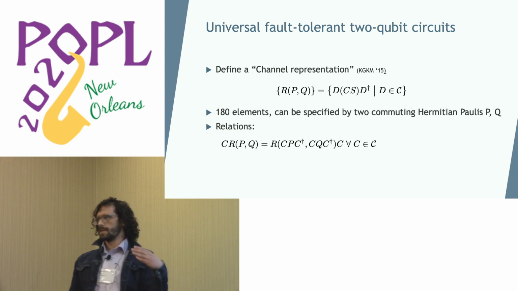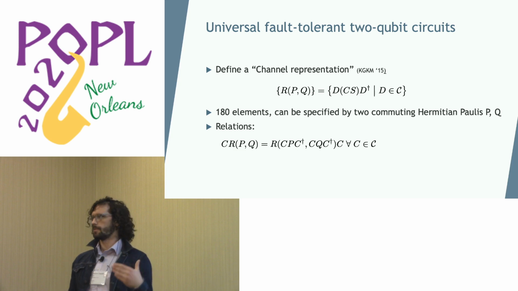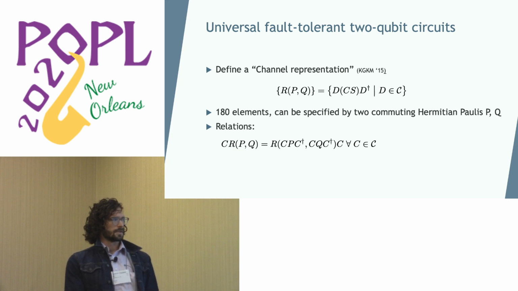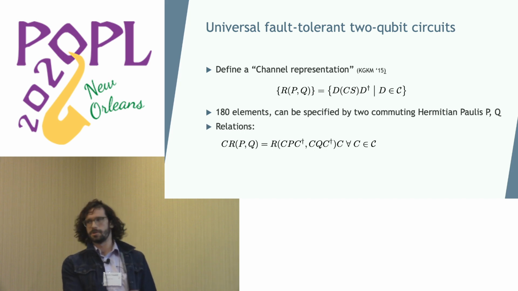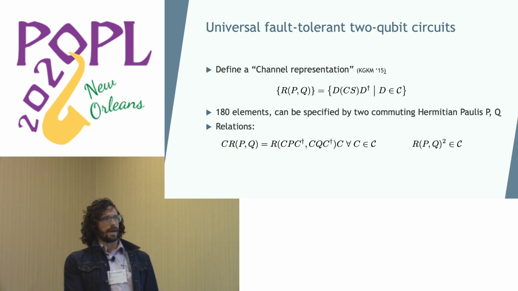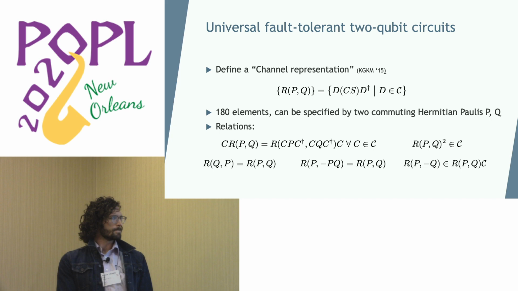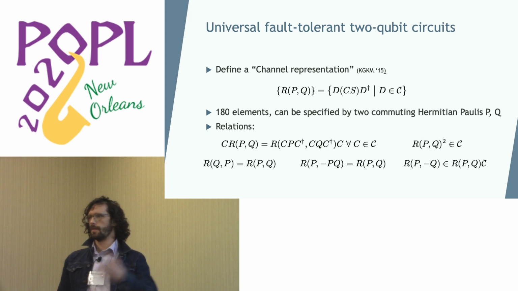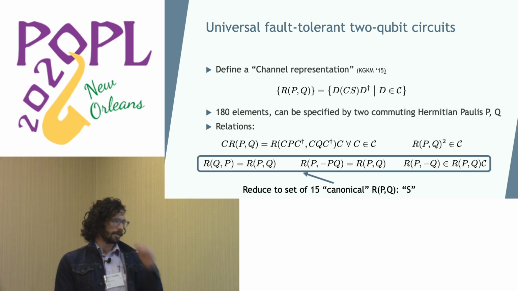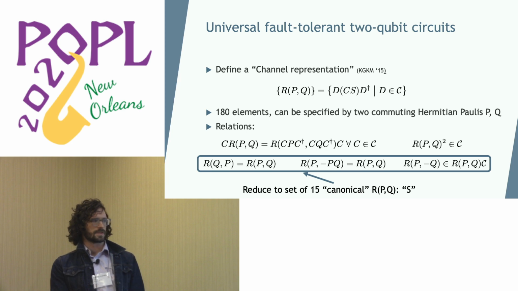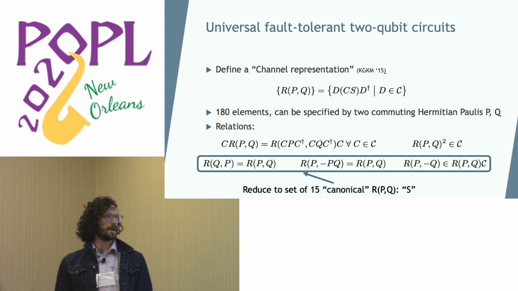Using this new definition, we can come up with some pretty straightforward relations for this gate set. There's a relation for pushing Cliffords through any of these R_PQ operators at the cost of just conjugating your Paulis. One of these operators squared is in Clifford, because control phase squared is control Z, which is in Clifford. Then there's a set of 3 relations which define symmetries with these Pauli matrices, and these reduce the set further to 15 canonical R_PQ operators. We'll call this set S.